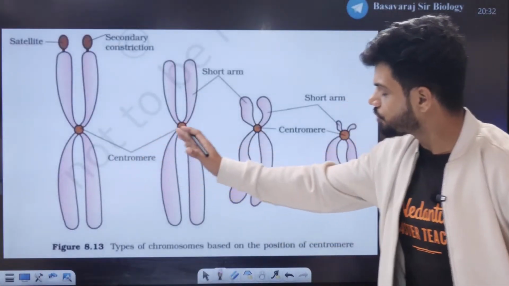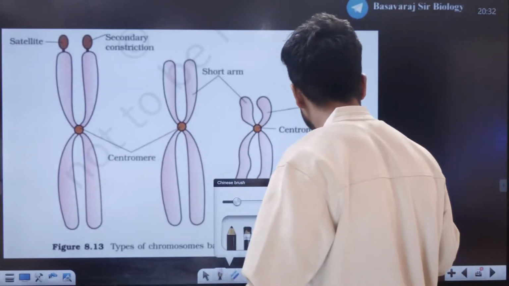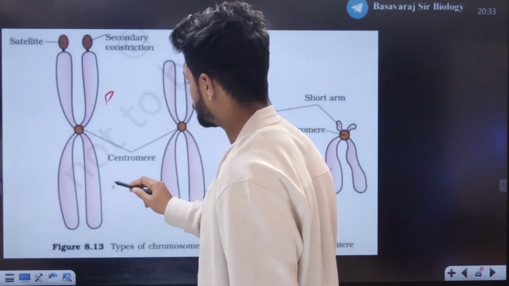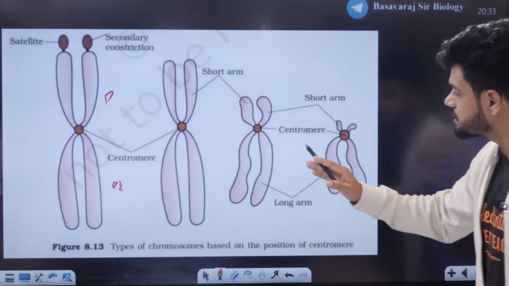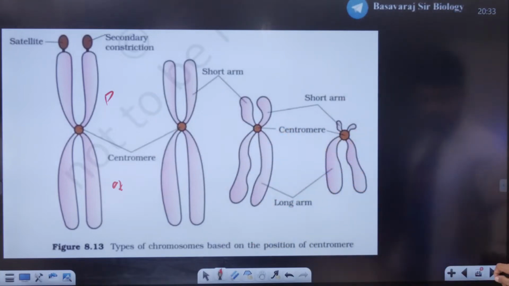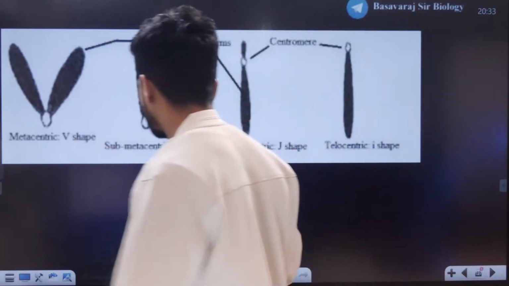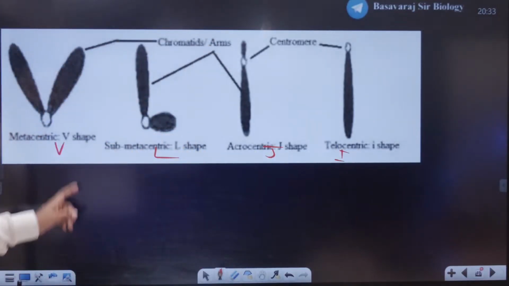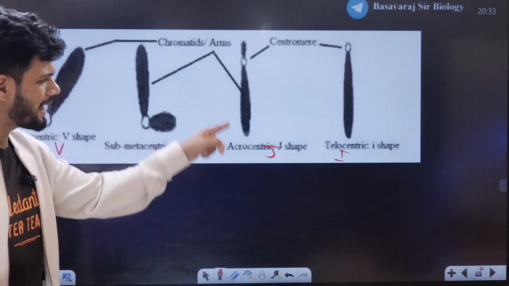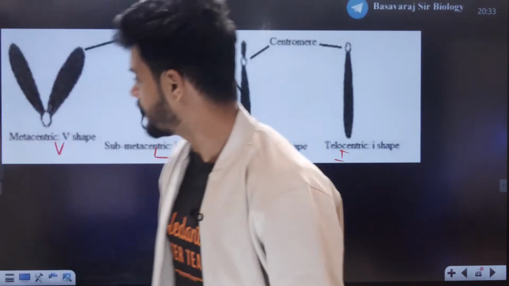These are different types of chromosomes. This is the P arm and Q arm. P arm and Q arm are both equal in metacentric. See here, metacentric both are equal, V shape. V shape. V, L, J, I. Submetacentric is also called L shape. J shape is acrocentric. I shape is telocentric. V, L, J, I.